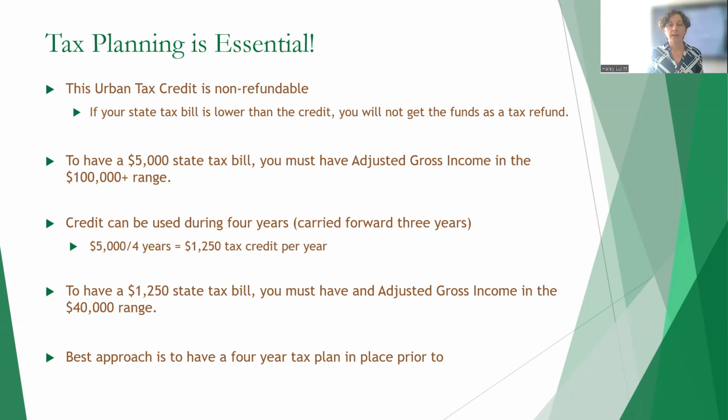I also ran a calculation on, okay, if you went ahead and spent the $10,000 and you got the $5,000 credit, you have this year, and then you have 3 more years, so 4 years to use the tax credit. So that's about $1,250 per year. You still have to, at that point, have an adjusted gross income of $40,000.